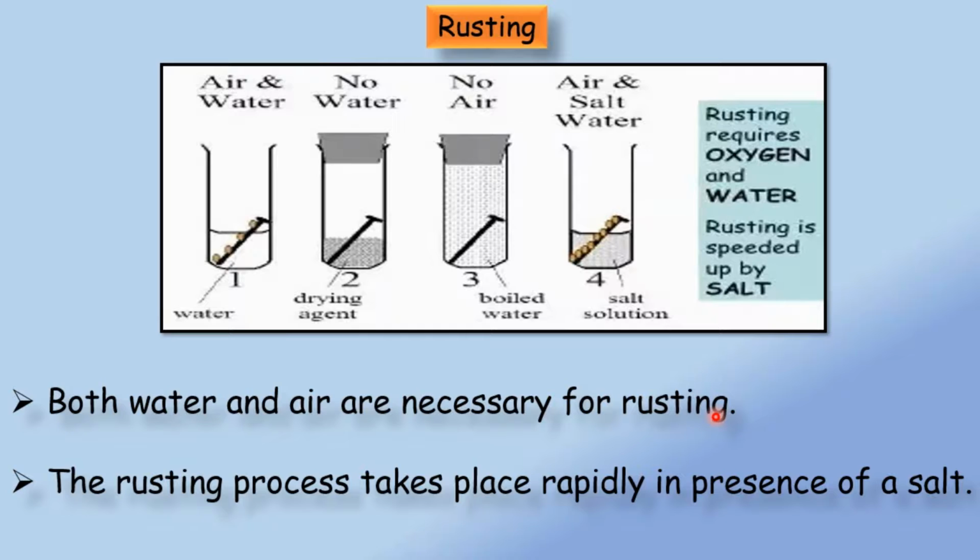Also, if you compare the nails in the first and the fourth test tube, you can see the nail in the first test tube is rusted, but the iron nail in the fourth test tube is rusted more as there is salt present in the water. So we can say rusting process takes place rapidly in presence of salt.